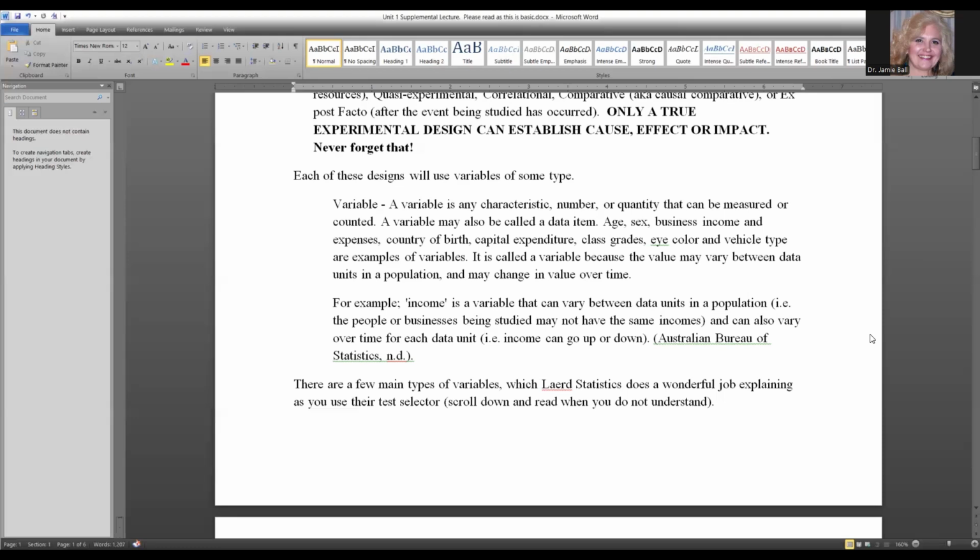A great example is income. It can change between data units, that's participants. And if you think about it, you can study individual level people, individuals, what's your yearly income, or you can study groups as one group is a participant. So maybe I am interested in knowing the average sales for all the grocery stores in the state of Ohio. Each grocery store, which is a group of people, is one participant. So you can have group level data or individual level data.